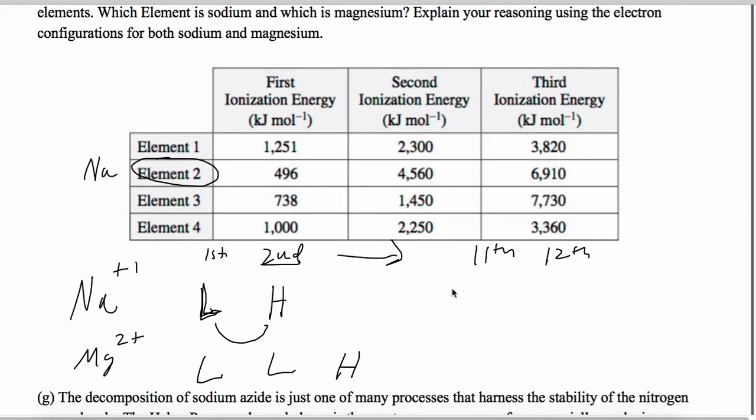Is magnesium not on here? What about 3? I don't see it. Is that a big jump though? Yeah, that's like. Oh, there's the big jump. Yeah. So the big jump happens here, there.